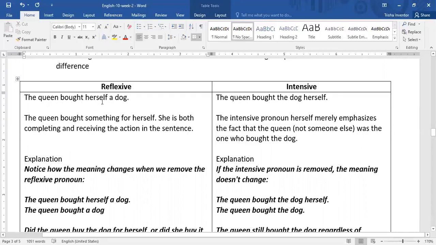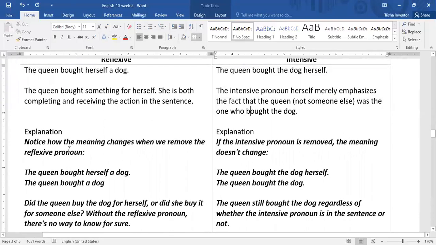Okay, para kay kinsa man ang dog? That is for the queen. Here, kinsa may nagpalit og dog? Si queen mismo. So the intensive pronoun herself merely emphasizes the fact that it was the queen and not someone else. Si queen mismo ang ningpalit sa dog.